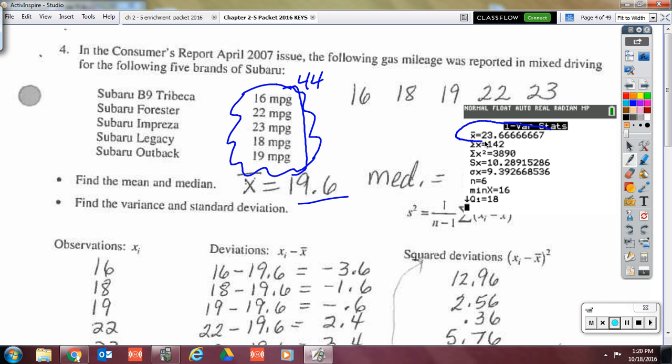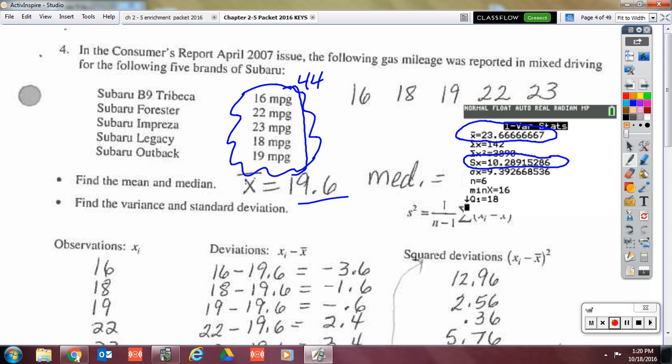This x-bar is the mean. So look at that mean. Did the mean change? Yes. What did that upper outlier do to the average? It used to be 19.6 and it made it go up. So the average is now higher because of that 44 miles per gallon. Good. This number right here, Sx, 10.29 is what it would round to. That is the standard deviation of our sample.